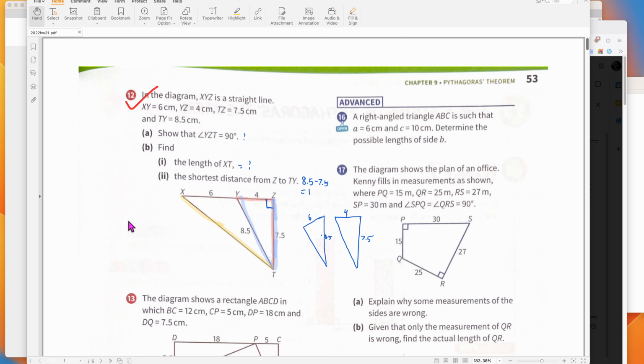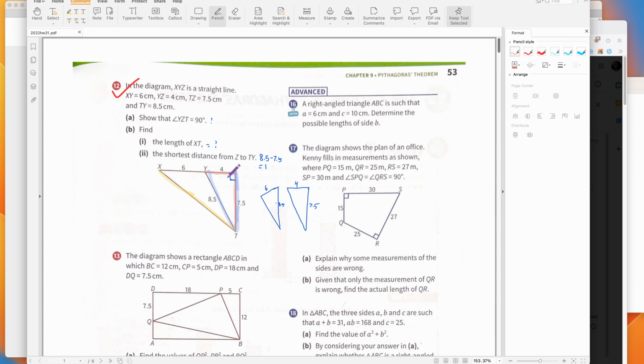How do you show it's a 90 degree? You use, how do you show 90 degree? Yeah, how do you show this is 90 degree? How?